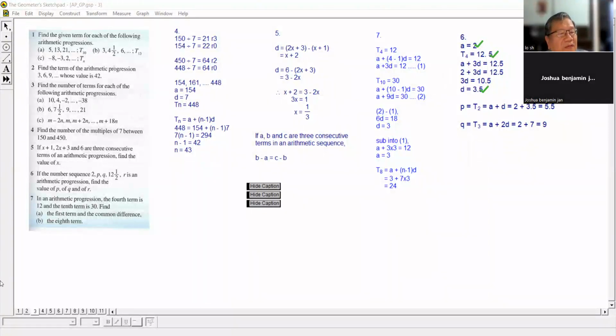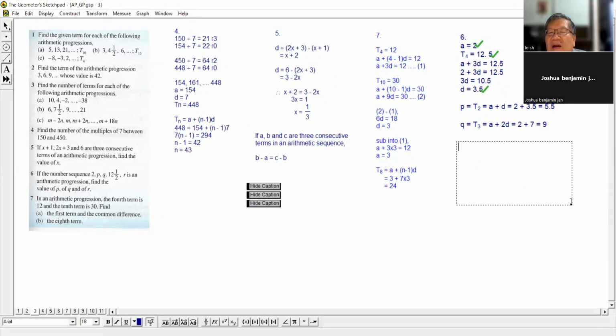So now can you find out what is R? What is R? Can you find out what is R? Can you tell me how to find R? R equals what? Do you know what is R? You can count. T5. 1, 2, 3, 4, 5, correct. R is T5, okay? R is T5.